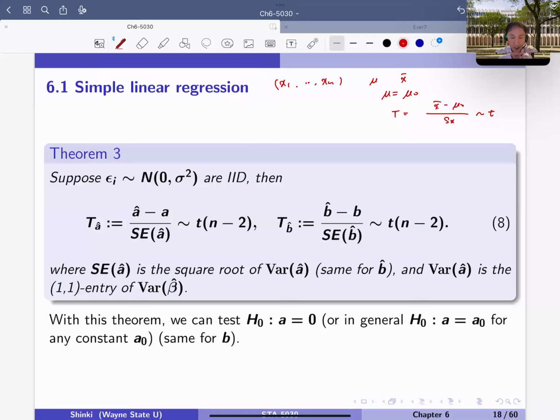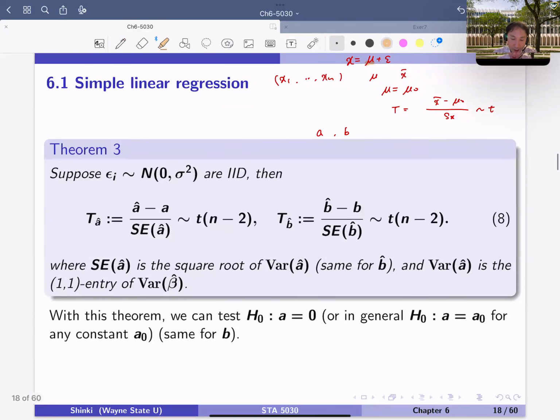And we can do a similar thing for the estimates for a and b. The situation in chapter 5 is basically an intercept model, right? If we have x, then x has the mean mu. That means x basically equals mu plus epsilon. So we don't have any slope, we only have an intercept, and we test this intercept.